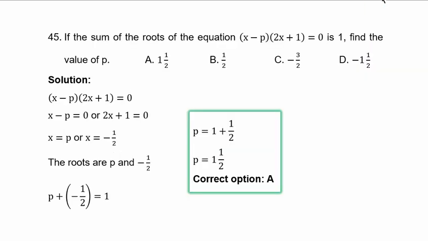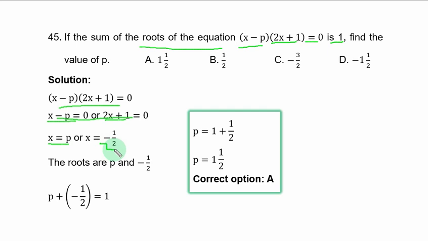Question 45. If the sum of the roots of the equation (s minus p)(2s plus 1) equal to 0 is 1, find the value of p. You simply get the roots by equating each term to 0. If you equate each term to 0 from the first linear equation, s is equal to p. That is one root. If you transfer plus 1 to the right hand side, it becomes minus 1. Divide through by 2 to get s as minus 1 over 2.